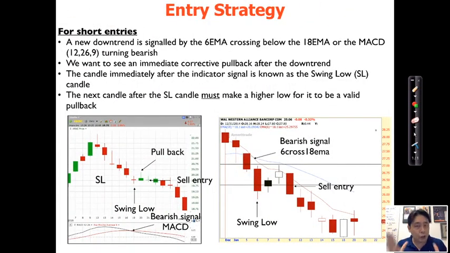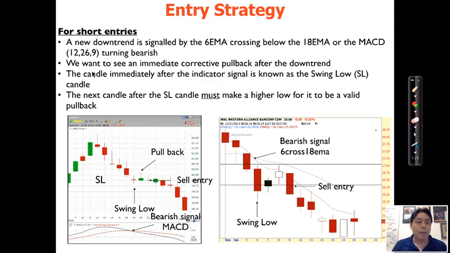All right, so when we go short, in other words, we're shorting on the downtrend, it's the opposite. So for a short entry, we're looking for a downtrend signal. And again, the downtrend signal can come from the 6 EMA crossing below the 18 EMA this time, or the MACD turning bearish, the MACD line crossing below the signal line. So either one of these signals tells us that it's a new downtrend, it's a new impulsive downtrend.